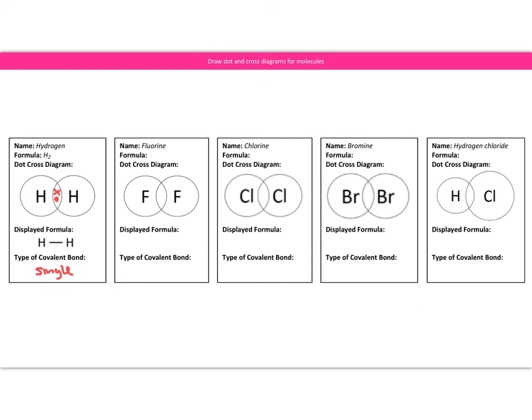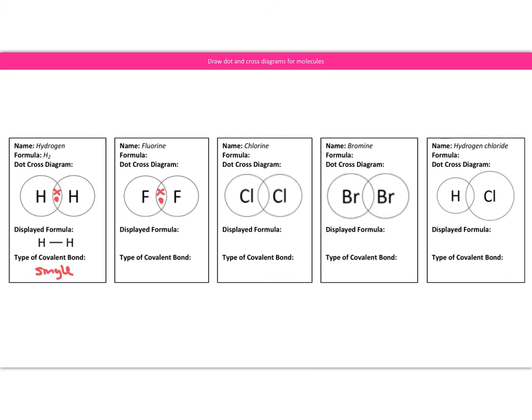Let's have a look at fluorine. Now, fluorine is in group 7. So to work out how many covalent bonds it should have, it's 8 minus the group number. So 8 minus 7. So it's going to have one covalent bond. So there's going to be one cross and dot together. And they have to go where the shells overlap. So that has to go here.